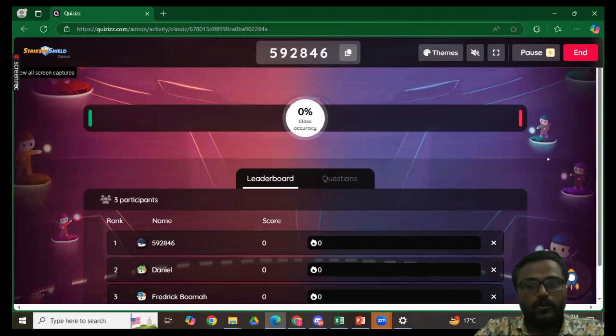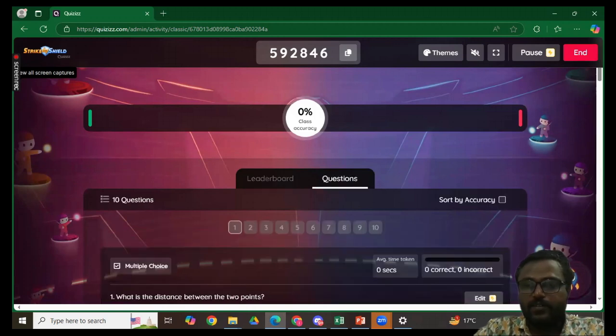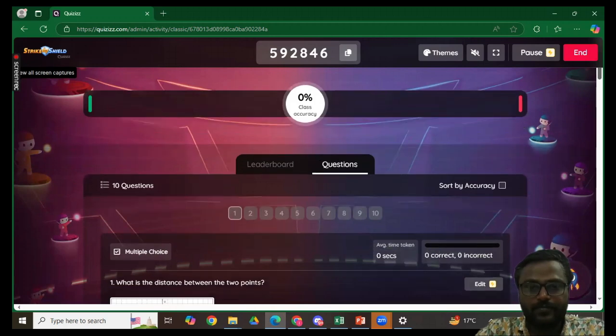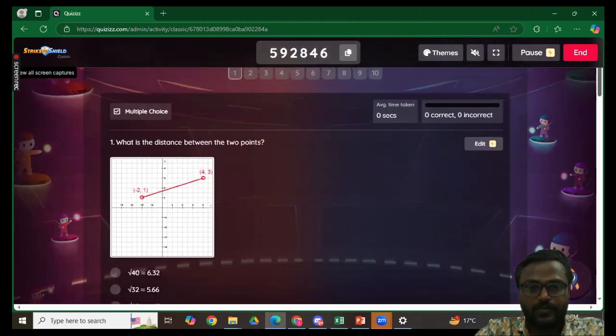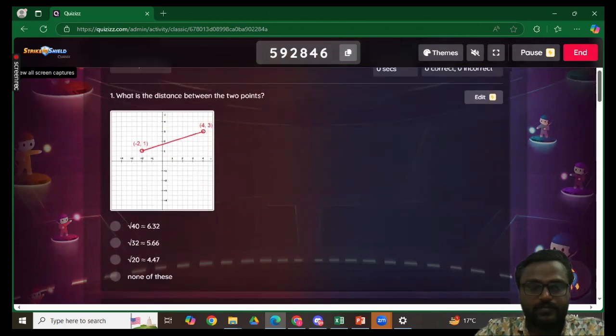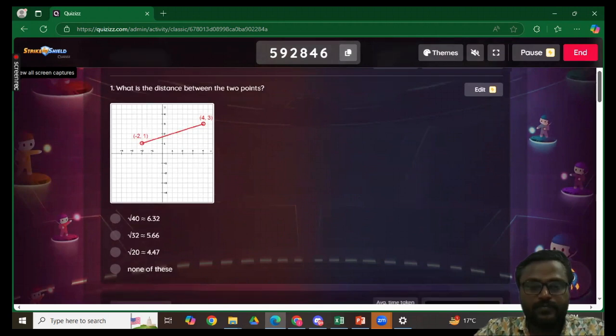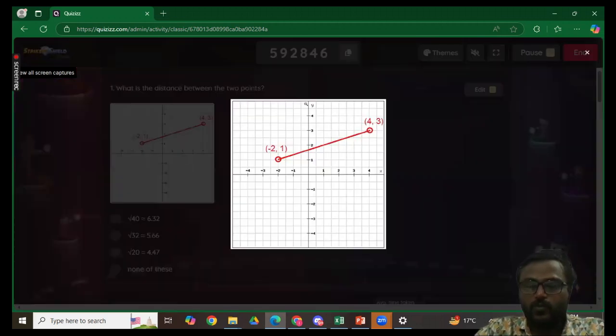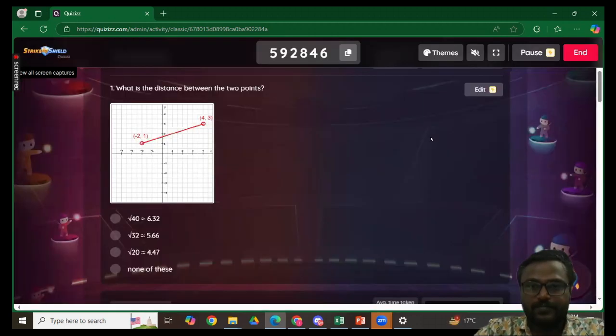Okay. For all those who are going to watch the recording of this particular session, I'll just show you all the questions so you can pause the video and solve them. So this is the first question. What is the distance between 2 points? I'll show you those 2 points as well. You can name one as A, the other as B, and solve it accordingly. You can pause the video and solve it.